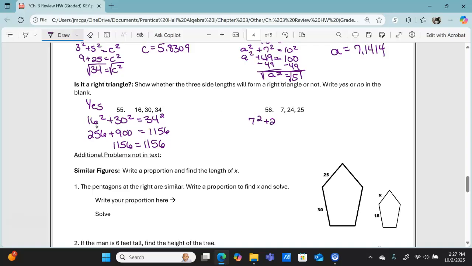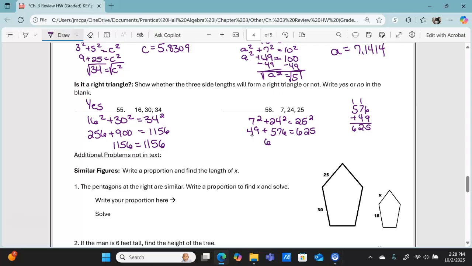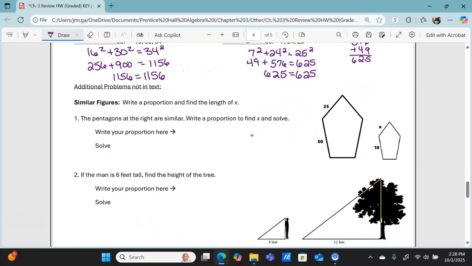7 squared plus 24 squared equals 25 squared. So we're checking that. So 7 squared is 49, 24 squared is 576, 25 squared is 625. 49 and 576 actually do add up to 625. So this one is also a right triangle. If the numbers don't equal, then it's not a right triangle.